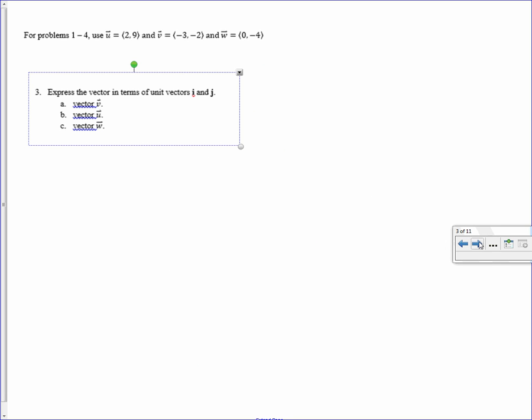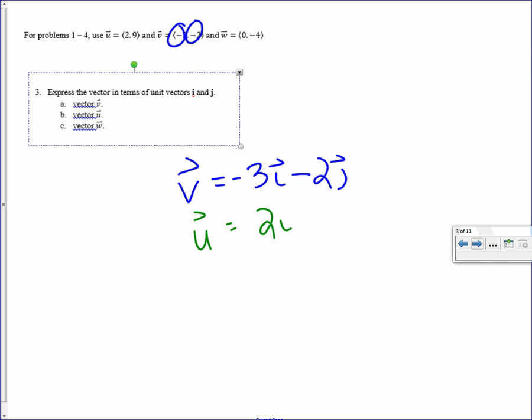All right, in problem 3, we're expressing it in terms of the unit vectors i and j. So remember, i is the horizontal, j is the vertical. So vector v goes left 3 in the horizontal direction, and then down 2 in the vertical direction. Notice I'm using the same numbers. I'm really just attaching an i and a j. Notice the answer has no brackets, no commas. Vector u will be 2 i's and positive 9 j's. Vector w will be no i's, so we don't write i at all, and negative 4 j's.